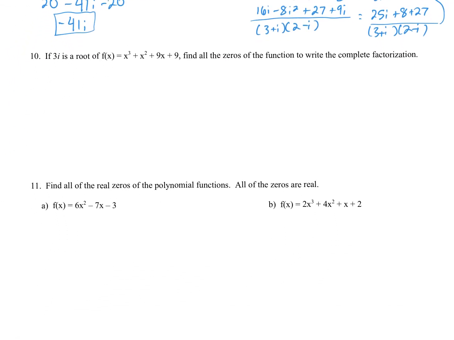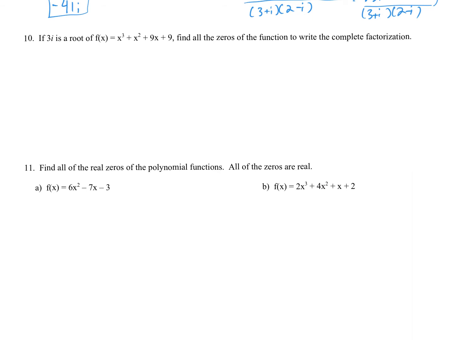That's that. Number 10, if 3i is a root, I guarantee there's a -3i. So that is always the rule. So now I'm going to try to factor it to see if I can find the normal one. So if I had x cubed plus x squared plus 9x plus 9, I factor out an x squared. This gives me an x plus 1. Factor out a 9. This gives me an x plus 1. This is x squared plus 9 times x plus 1.